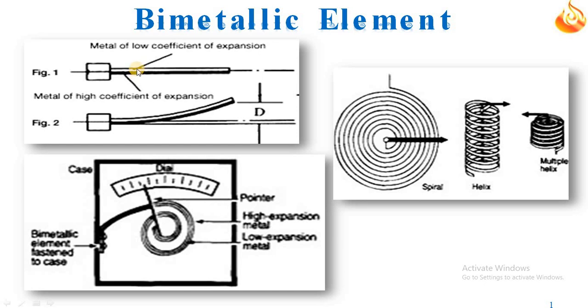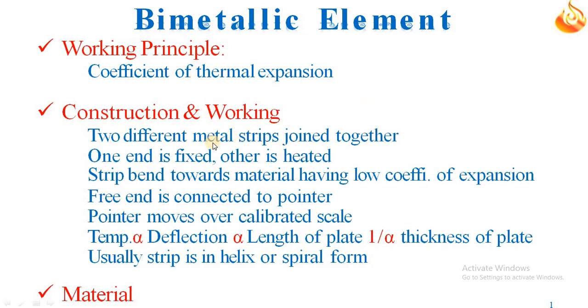This white one indicates the metal which has a low coefficient of thermal expansion, whereas this black one, indicated as the other material, has a high coefficient of thermal expansion. These two metals are rigidly joined together to form a bimetallic strip. So this was the construction of a bimetallic thermometer.